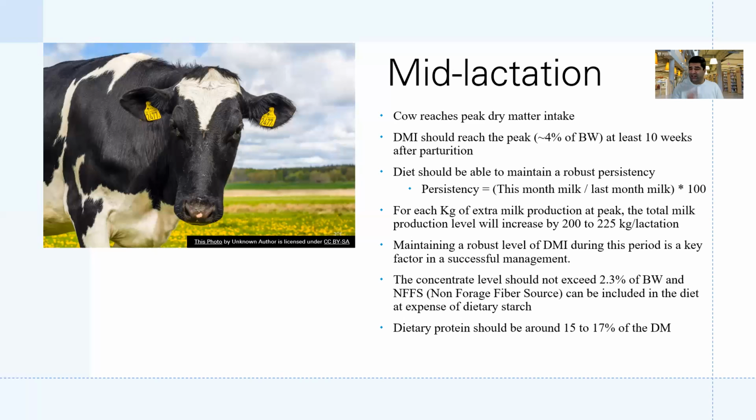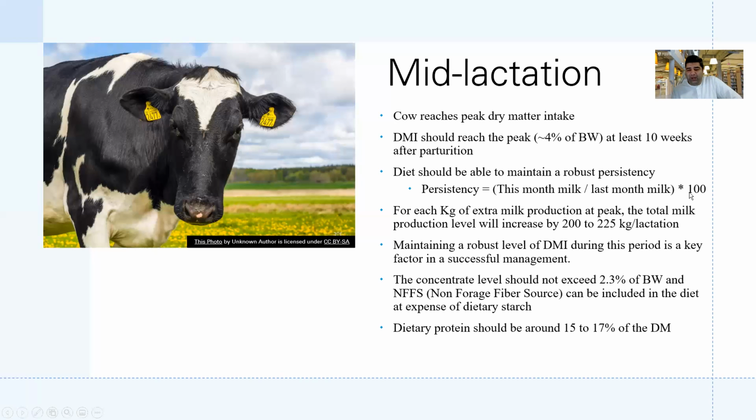Persistency, if you're gonna calculate the persistency of milk production in your cows, you can use this formula. The current month's milk production divided by last month's milk production times 100. Maybe you will end up with a number like 92%, 90%, I don't know, 94%. So the more, the better. The higher number, the better persistency.